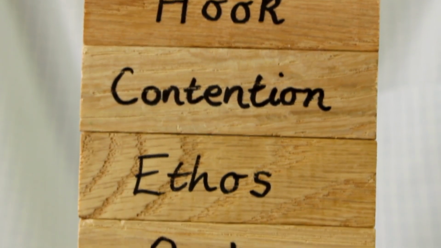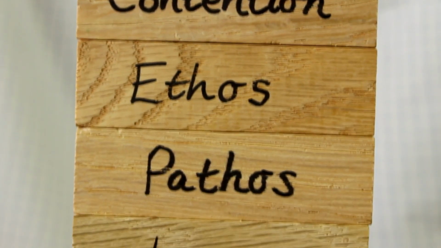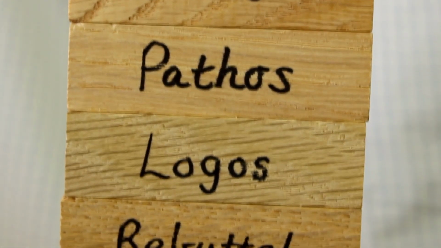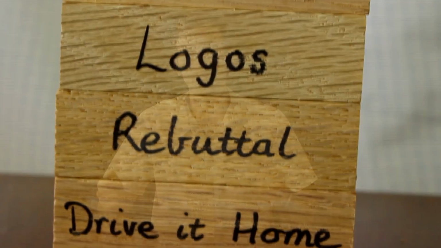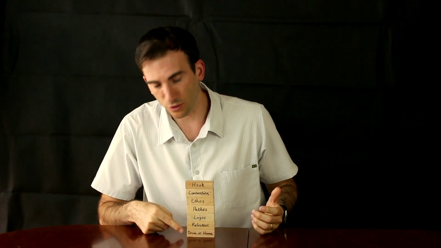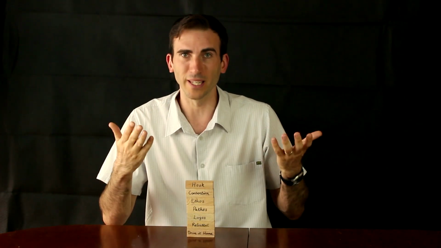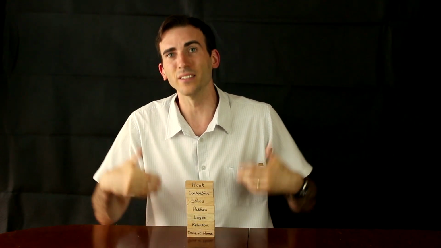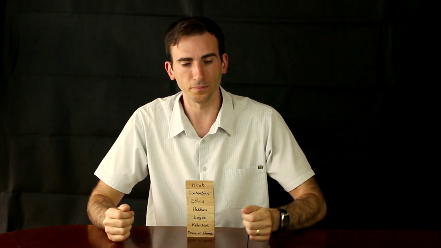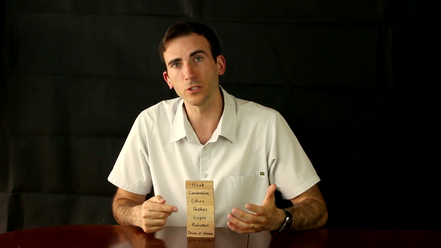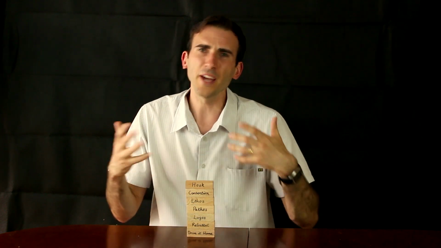That's better. Now we can read them top to bottom. So, does the order matter? Well, it's not a hard and fast rule, but some blocks make sense in certain positions more than they would in others. For example, the hook and the drive it home. They make sense at the beginning to catch attention, and at the end to provide a strong conclusion. The contention doesn't have to come second, but it does make sense to present your main point early in your argument. For the remaining 4, ethos, pathos, logos, and the rebuttal, there you have some room to move.